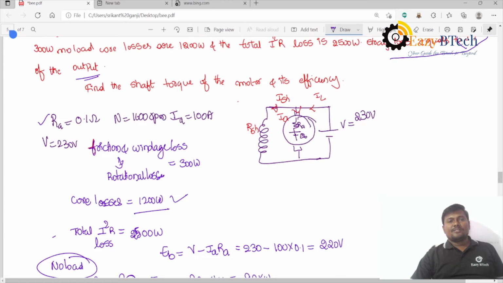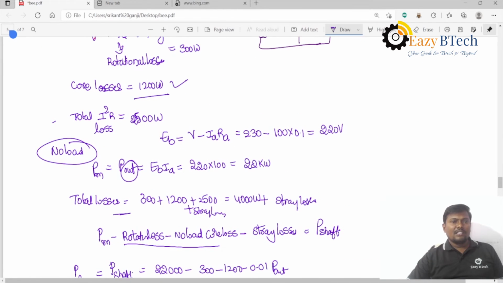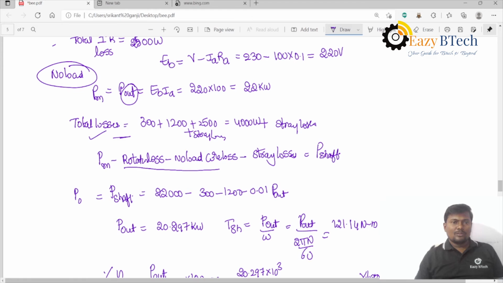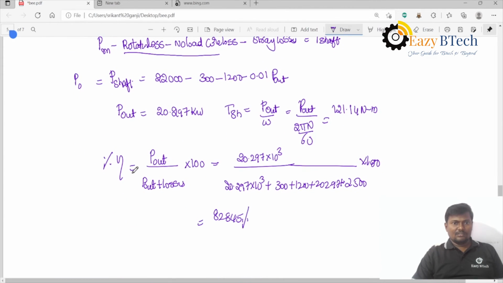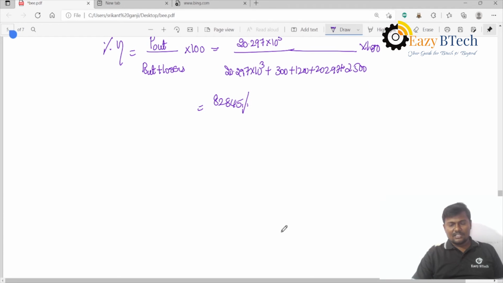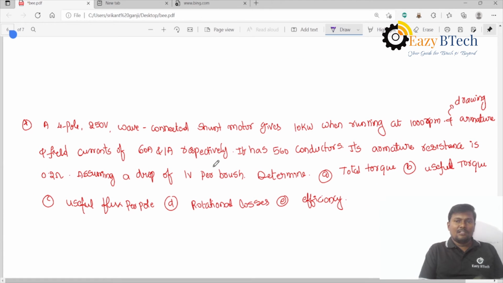See, if you observe this problem, the stray losses are equal to 1% of the output, that is also included in our total losses: 300 plus 1200 plus 2500 plus stray load losses. So this efficiency is calculated as 82.845. So coming to the next problem.